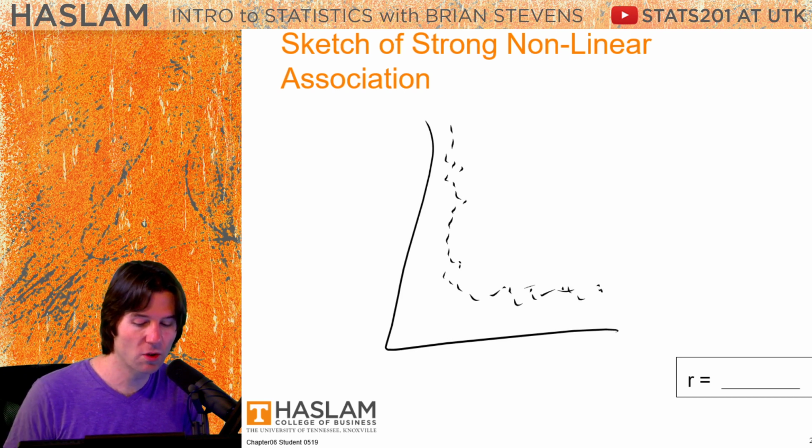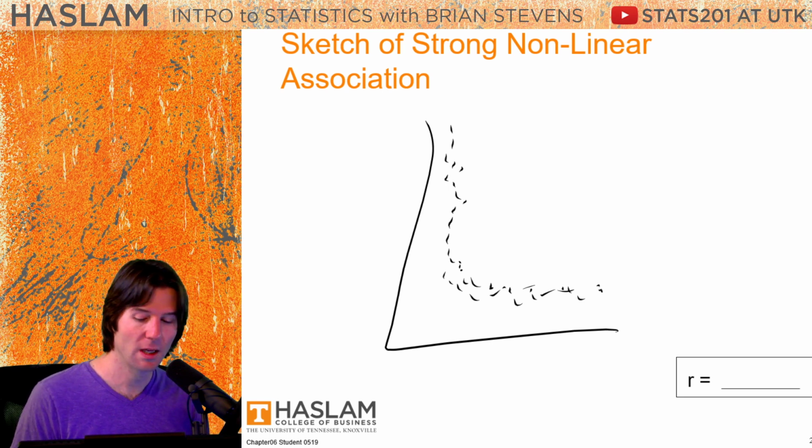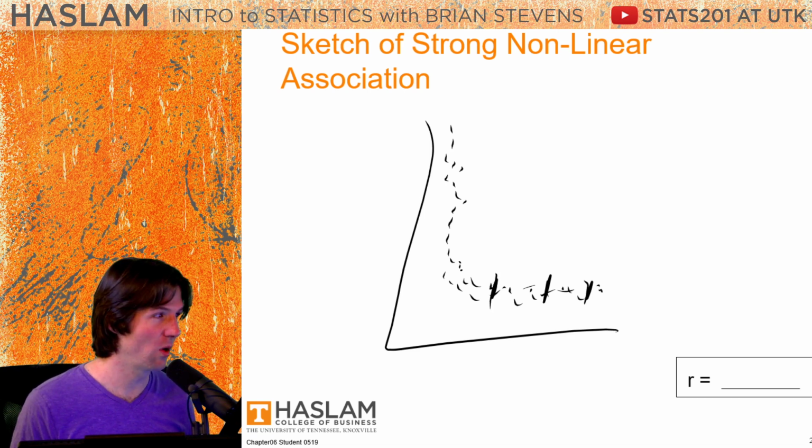So this is a very strong non-linear association right here. It's not quite, it could be exponential. But if you notice here, the strength is measured by the vertical scatter. So it's very strong. Sigmoidal.